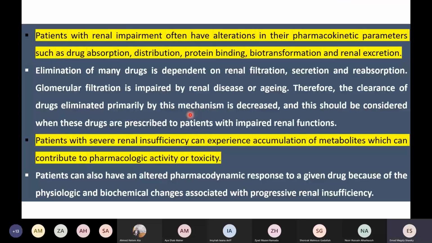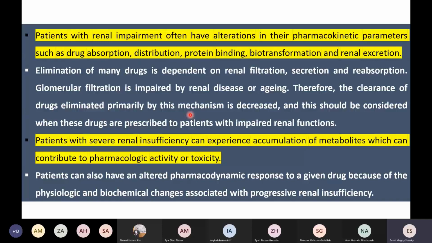This is a very important effect to know, that patients with renal impairment often have alterations in their pharmacokinetic parameters, such as drug absorption, distribution, protein binding, biotransformation, and renal excretion. The kidney is not working well, and the kidney is a major organ for excretion of the drugs and the drug metabolites. So the drug pharmacokinetics will be changed. Elimination of many drugs depends on renal filtration, secretion and reabsorption. Therefore, the clearance of drugs eliminated primarily by this mechanism is decreased.